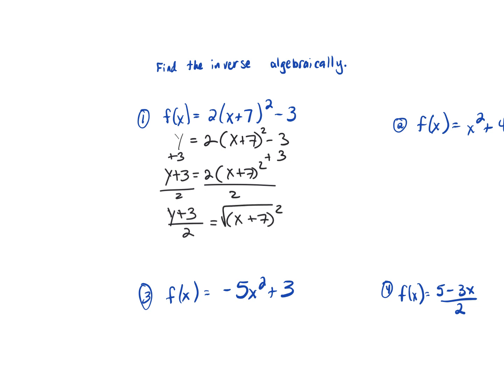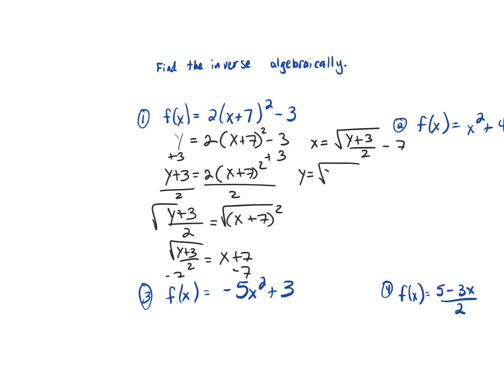Once I get there, I'll take the square root on both sides. And I'm left with the square root of (y plus 3) over 2 equals x plus 7. I will then go ahead and subtract that 7. I'll keep going right here on the side. So we have x is equal to the square root of (y plus 3) over 2, minus 7. So now I can change them. So this becomes my new y equals the square root of (x plus 3) over 2, minus 7. So this is now the inverse function of x equals the square root of (x plus 3) over 2, minus 7. And that is our solution. I'll highlight it.